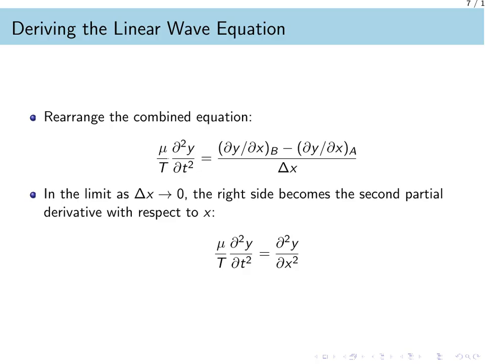As we take the mathematical limit where the length of the element, delta x, approaches 0, the right side of the equation becomes the second partial derivative of y with respect to x. This gives us a relationship where the linear mass density divided by the tension times the second partial derivative with respect to time equals the second partial derivative with respect to x.